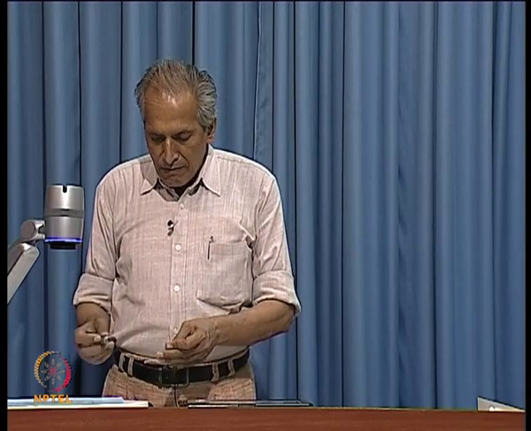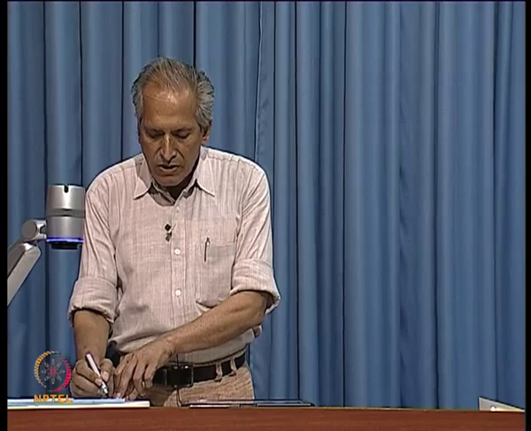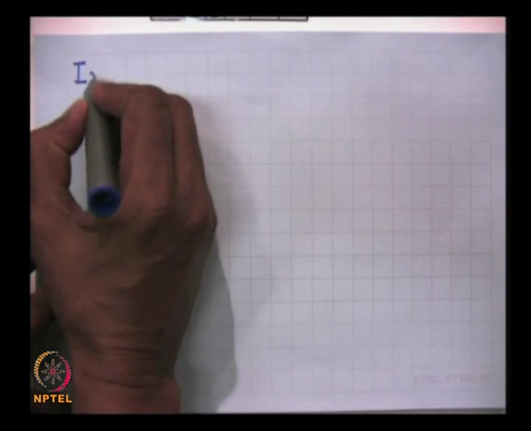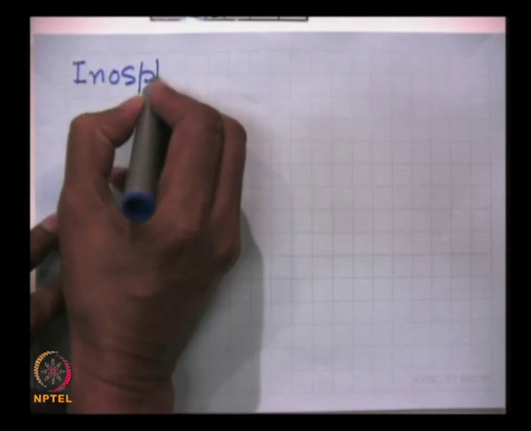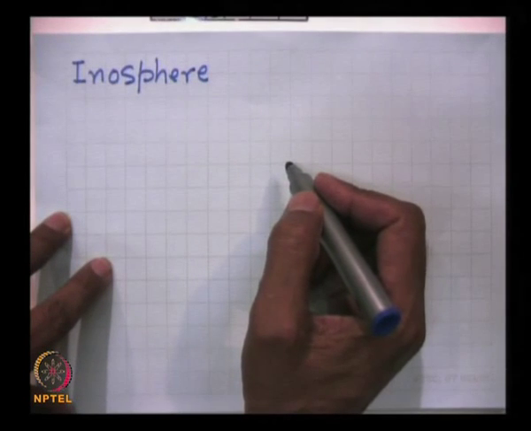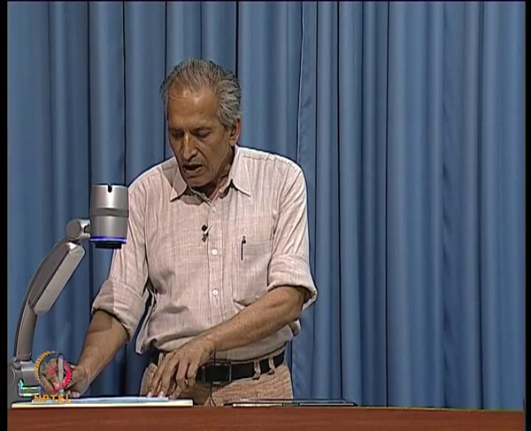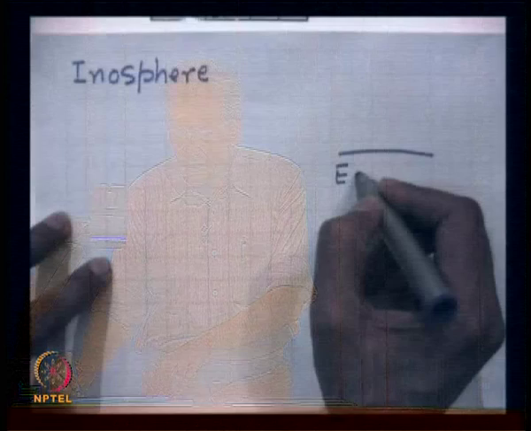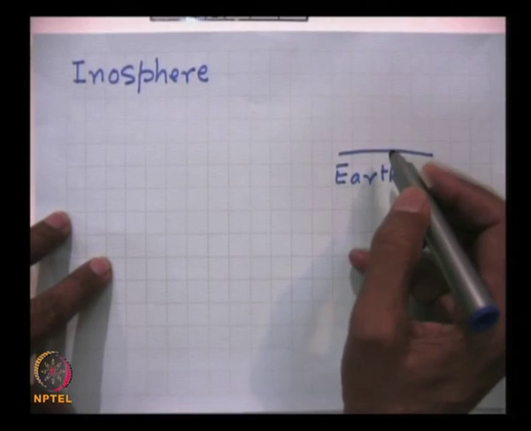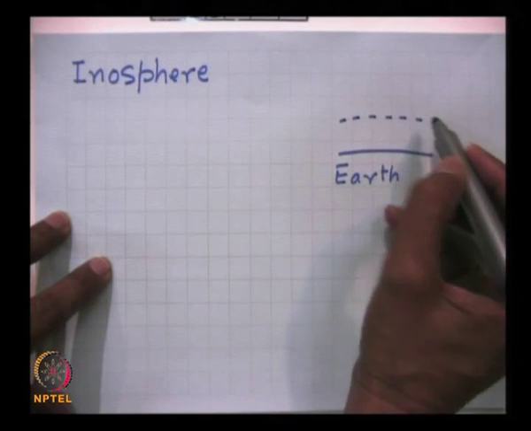Well, let me cite a few examples where realistic plasmas are of inhomogeneous density variation. For instance, the ionosphere. Look at the Earth's ionosphere. Earth's ionosphere is the region of Earth's atmosphere which is ionized. So, if you take Earth like this, then the ionosphere starts at a height typically about 90 kilometers.